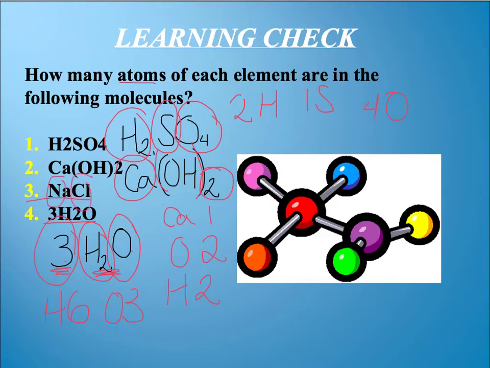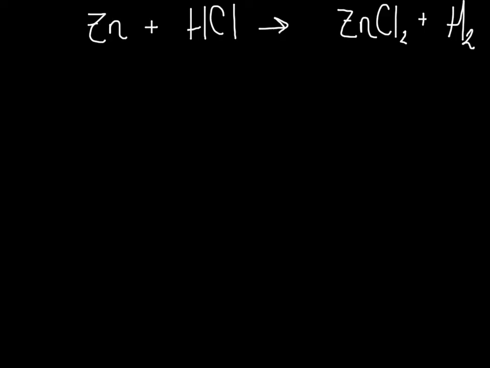1 Na, 1 Cl. That's it. Straightforward. Alright, now that we know what's what in the equation, let's go ahead and try to balance a chemical equation. So basically what you're going to do is look at the equation on each side of the arrow. What I like to do is divide it with a line down the middle of the arrow.